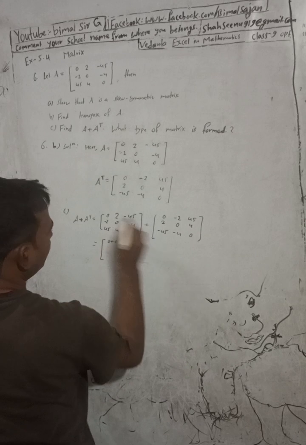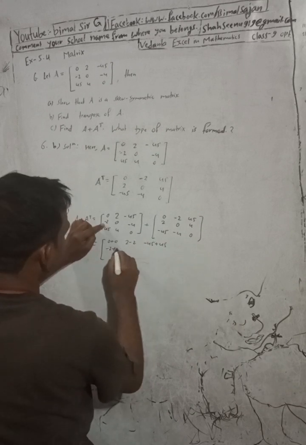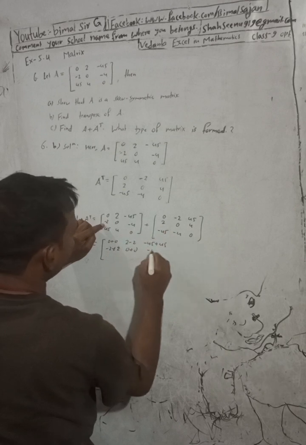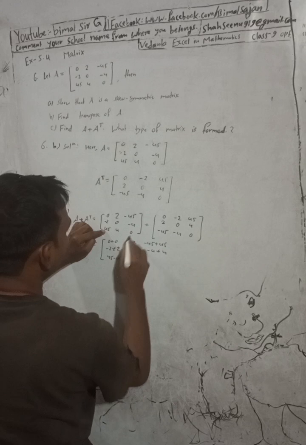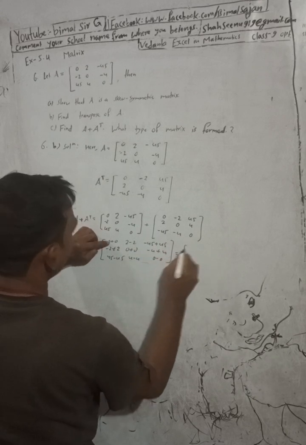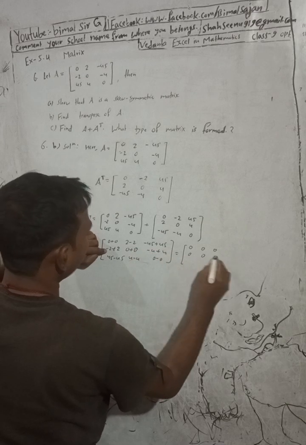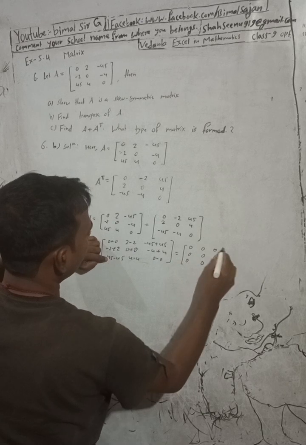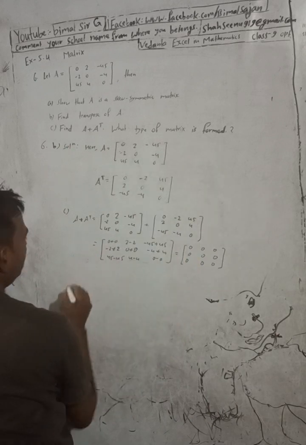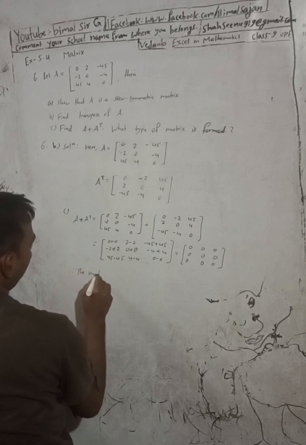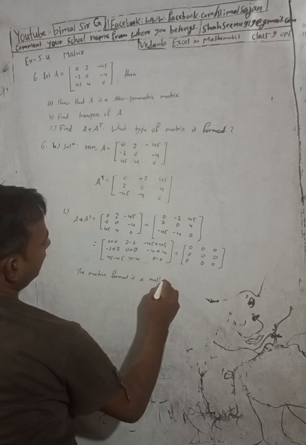Adding element by element: 0 plus 0, 2 plus minus 2, minus 45 plus 45, minus 2 plus 2, 0 plus 0, minus 4 plus 4, 45 plus minus 45, 4 minus 4, 0 minus 0. So this gives 0, 0, 0; 0, 0, 0; 0, 0, 0. We have found A plus A transpose. Whatever matrix is formed, the matrix formed is a null or zero matrix.